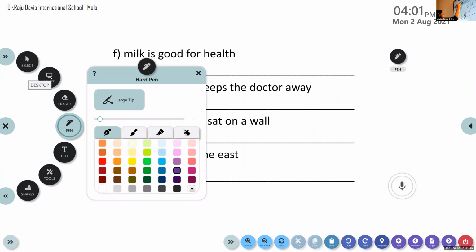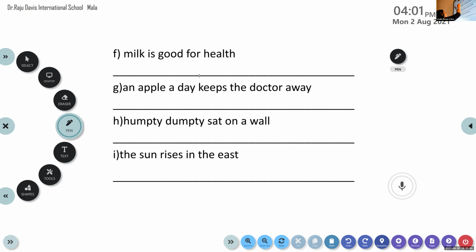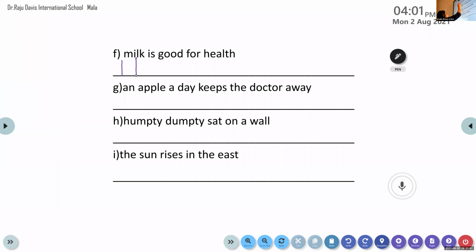So let's write it, okay? So milk, M, is this color okay for you? Yes, milk is good for health.